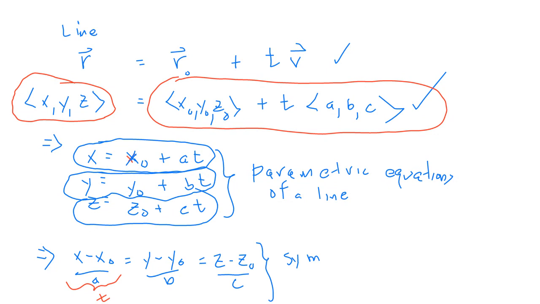These are called symmetric equations of a line. So you have parametric equations of a line, and then you have symmetric equations of a line. Two ways to describe a line in three-dimensional space. Okay.